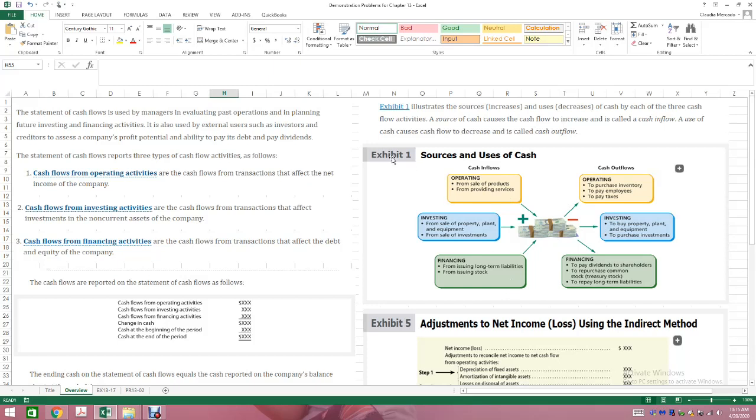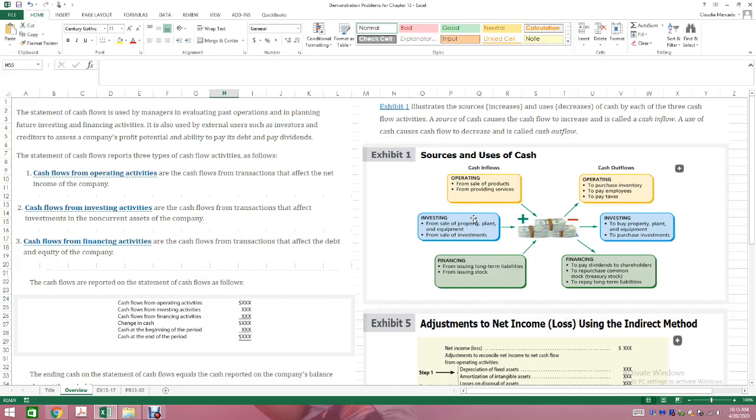So the first exhibit that we have is the sources and uses of cash. Like I said, there are three kinds of activities that are reported in our statement of cash flows. The first one is operating activities. Cash increases, and if you see here, we have a plus sign. This is plus, this is minus. Your cash increases for operating activities from the sale of products or by providing a service. Your cash decreases either by purchasing inventory, by paying your employees, or by paying taxes. So this side is your inflows. Money is coming in. This is money leaving. These are your outflows.